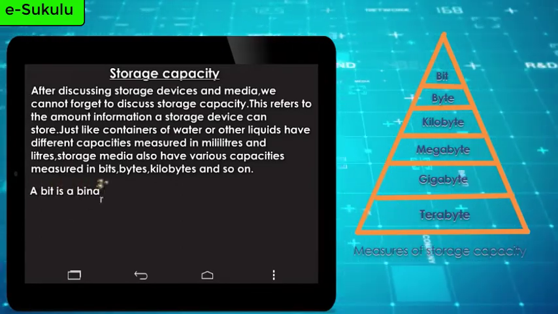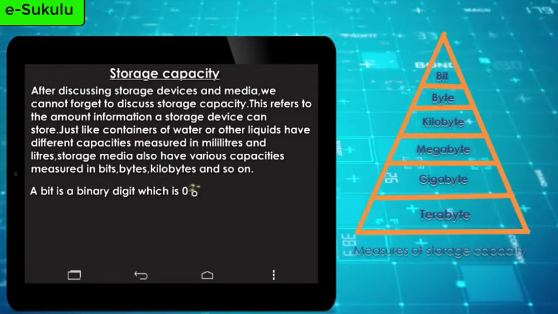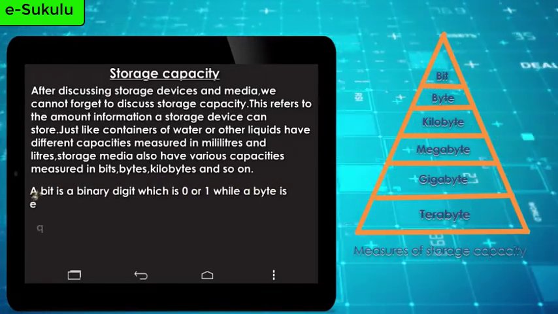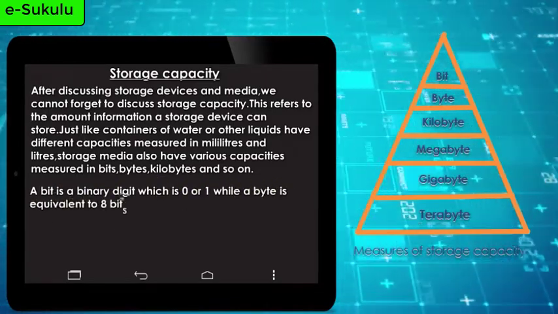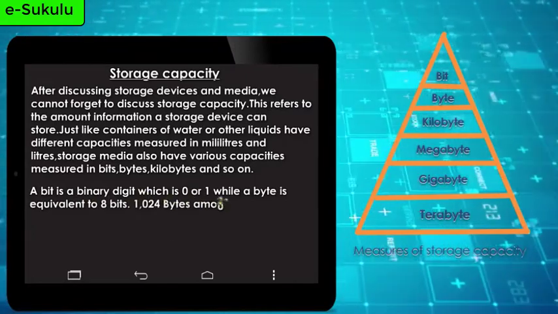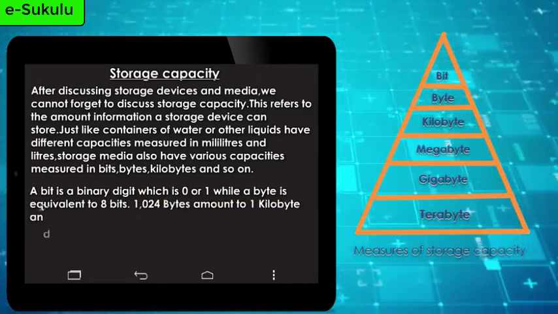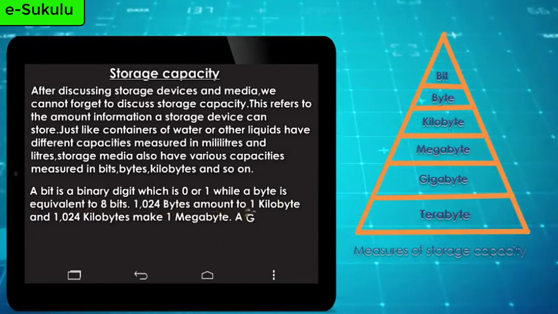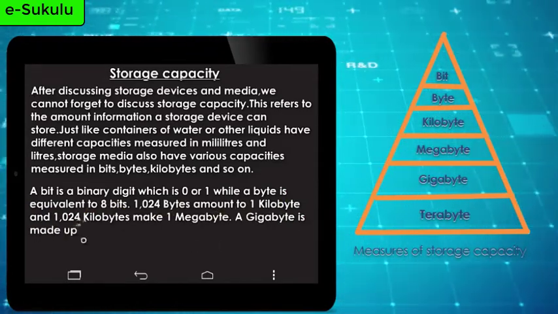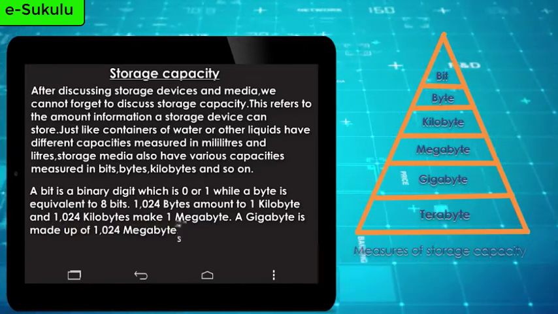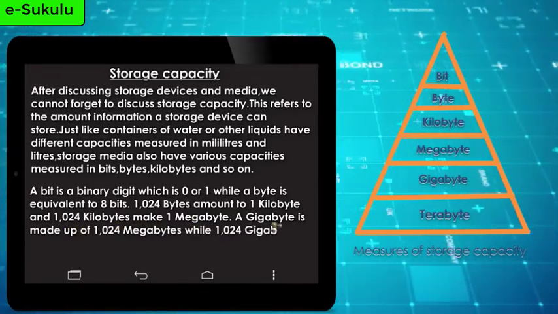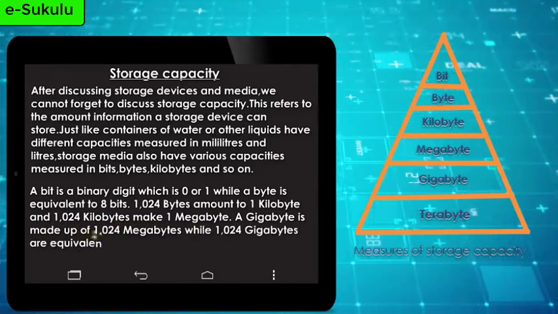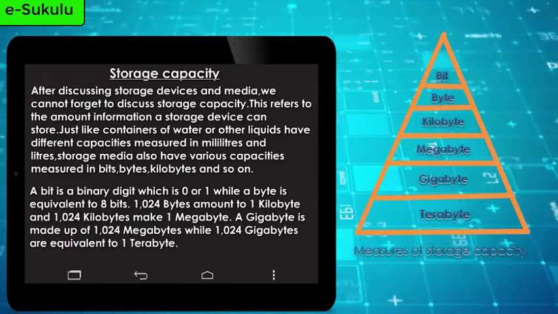A bit is a binary digit, which is 0 or 1, while a byte is equivalent to 8 bits. 1024 bytes amount to 1 kilobyte, and 1024 kilobytes make 1 megabyte. A gigabyte is made up of 1024 megabytes, while 1024 gigabytes are equivalent to 1 terabyte.